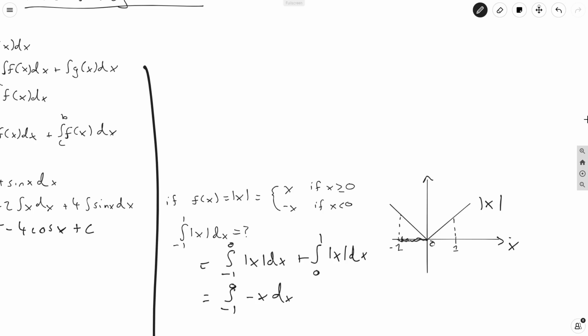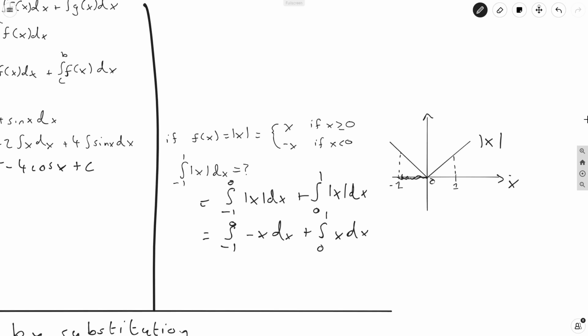And this one, the same argument gives that mod x is actually equal to just x when we're on the interval 0 to 1. So it's plus the integral from 0 to 1 of x dx. Okay? And now we can just naively evaluate this, and we'll get -x squared over 2 evaluated at -1 and 0, plus x squared over 2 evaluated between 0 and 1.